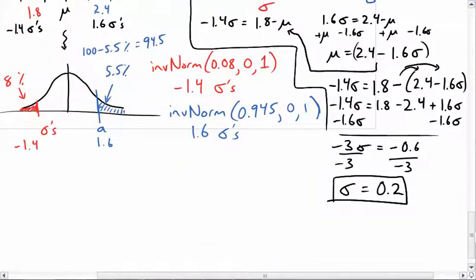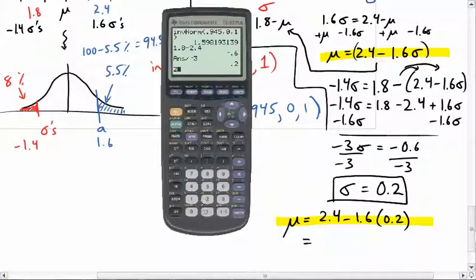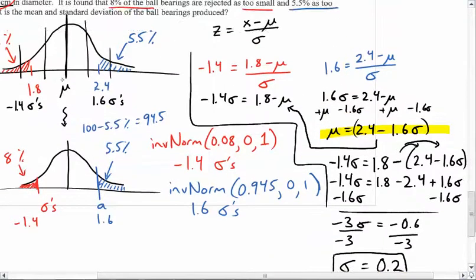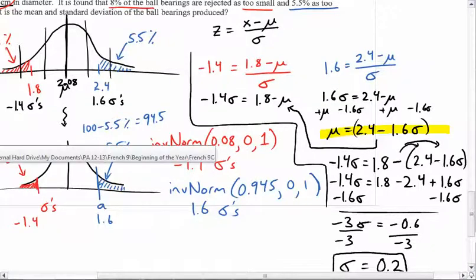Okay, and then I can put that back into one of my original equations. I'm just going to take this equation here, it's probably the easiest one. In order to find the average, I can put 0.2 instead of sigma in that equation, and I get 2.4 minus 1.6 times 0.2, which is 2.08. So now I know my average value is 2.08, which makes sense, since it's between 1.8 and 2.4. And my standard deviation is 0.2.